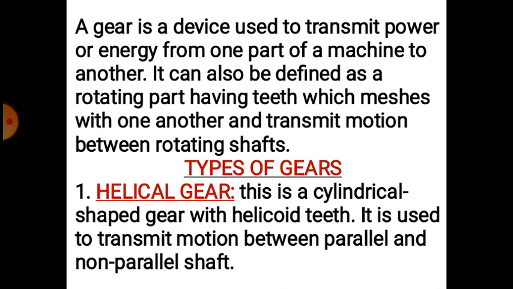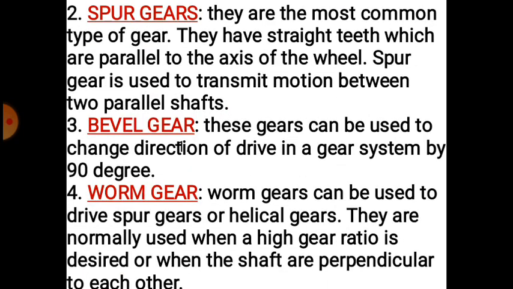1. Helical gears. This is a cylindrical shaped gear with helicoid teeth. It is used to transmit motion between parallel and non-parallel shafts. We have the spur gear, which is the most common type of gear. They have straight teeth which are parallel to the axis of the wheel. Spur gear is used to transmit motion between two parallel shafts.